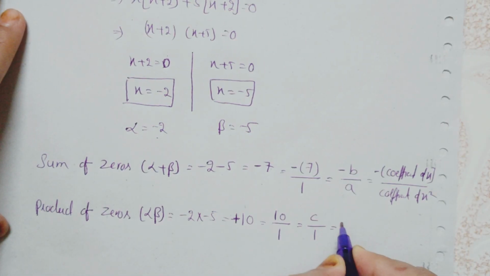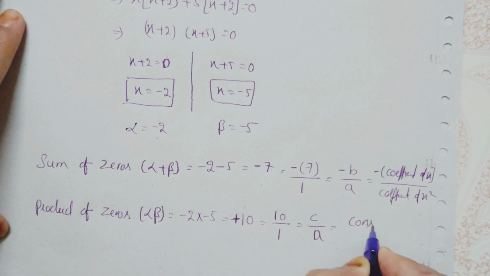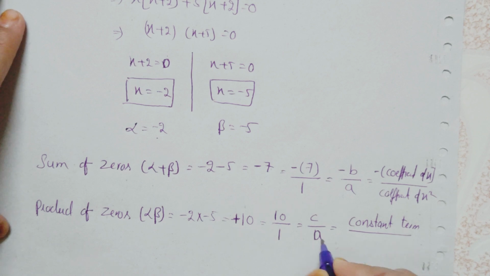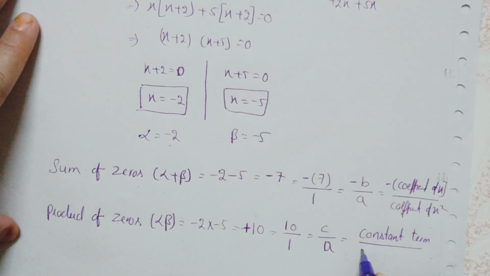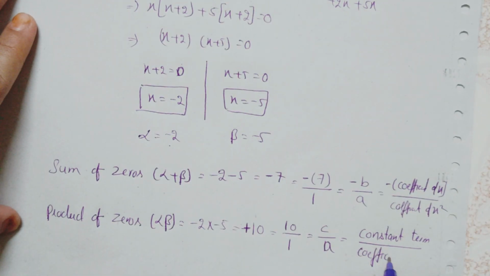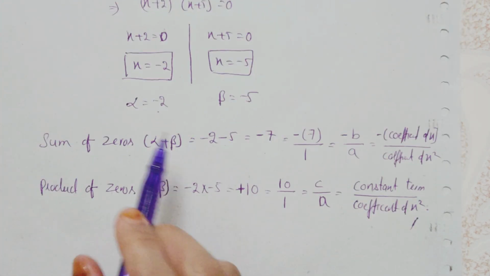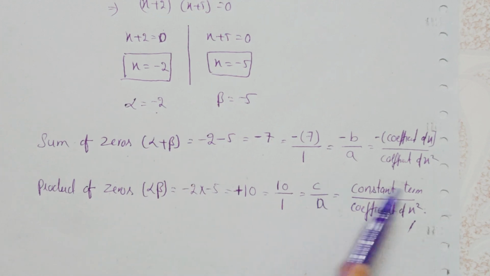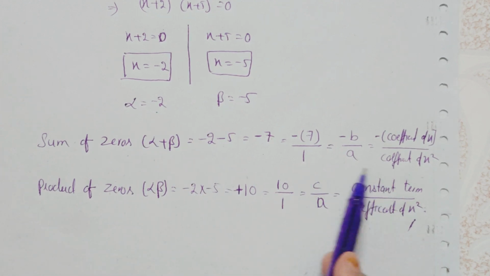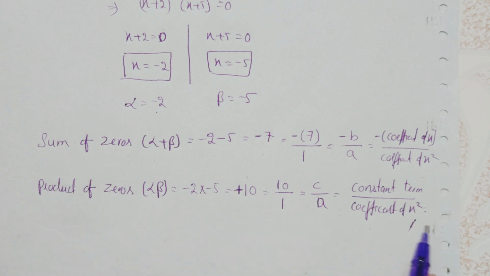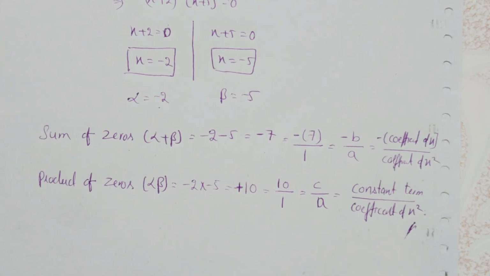So c by a is nothing but, c means constant term, divided by a means coefficient of x square. So this is the answer, guys. We have found out the zeros and we have shown the relation between the zeros and the coefficients. Okay, let's move on to the next example, which is example number 3.